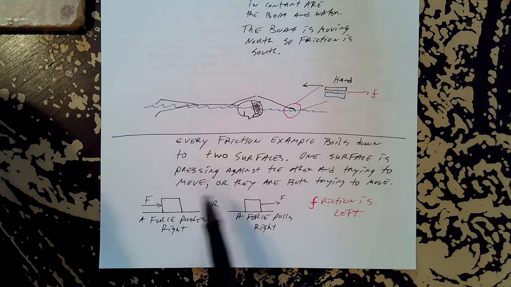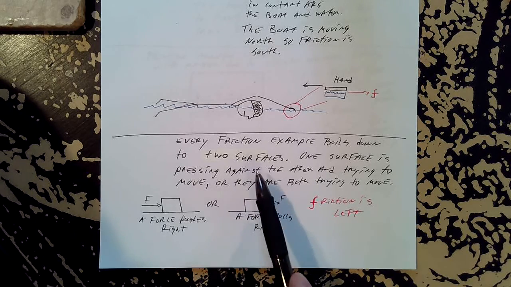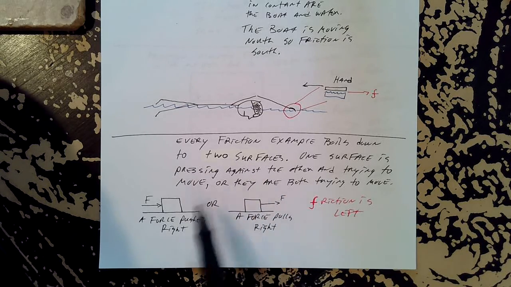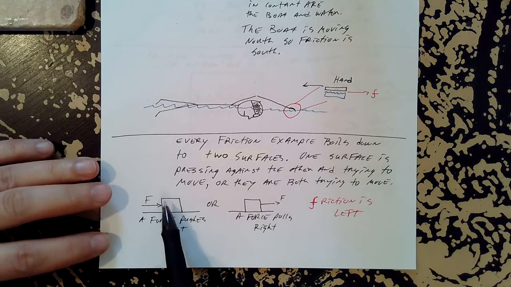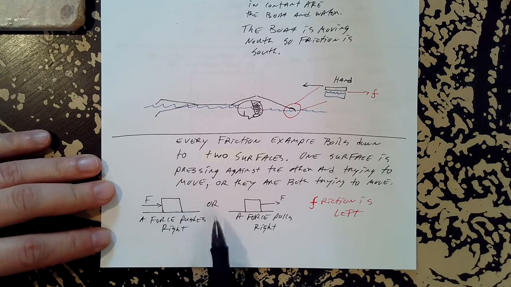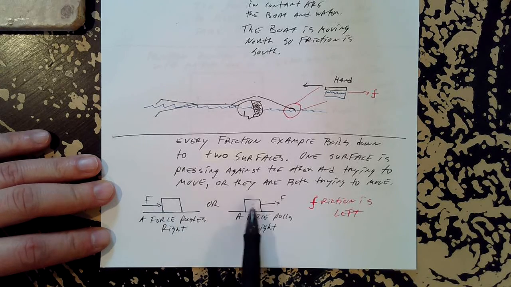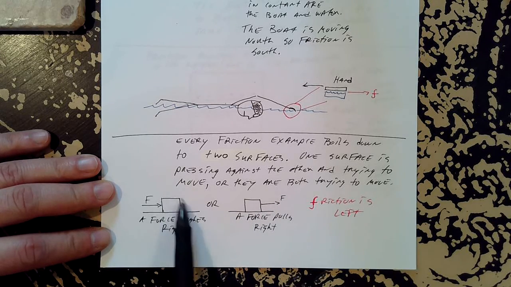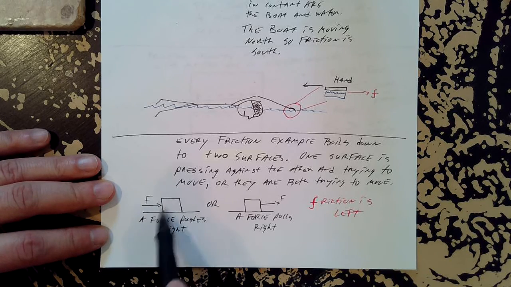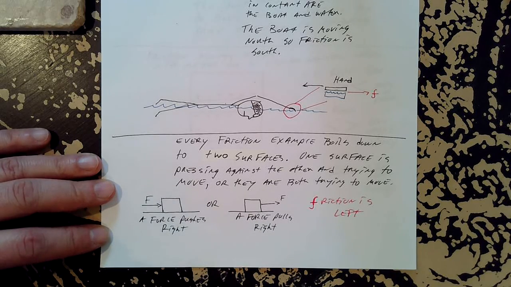To summarize and break it down into a very basic way to think about it: you have two surfaces in contact. You're either going to have a force pushing on one surface or pulling on that surface to try to get it to move in one direction. Whatever direction that surface is trying to move, friction will always be in the opposite direction. So this is really what you need to focus on: the two surfaces that are in contact and what's happening with those surfaces.